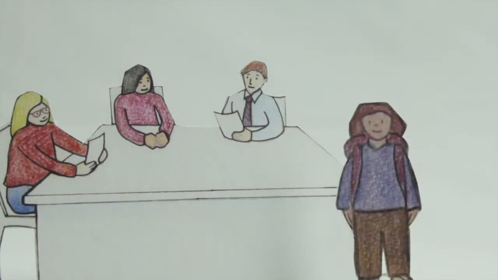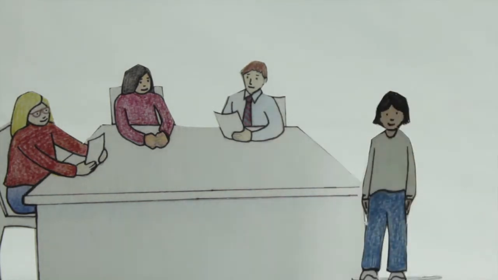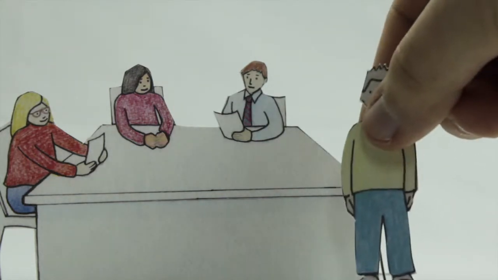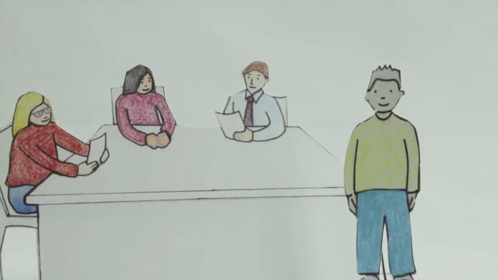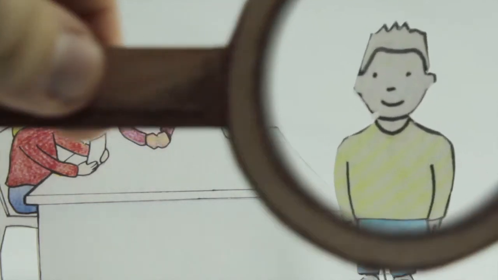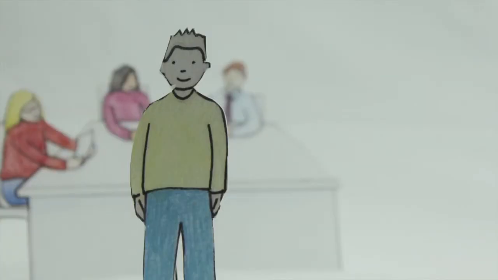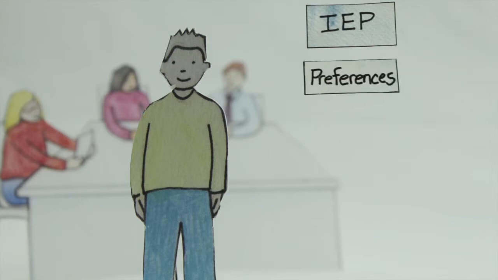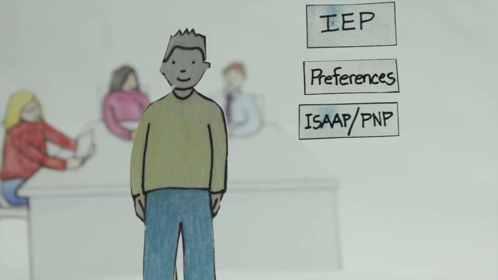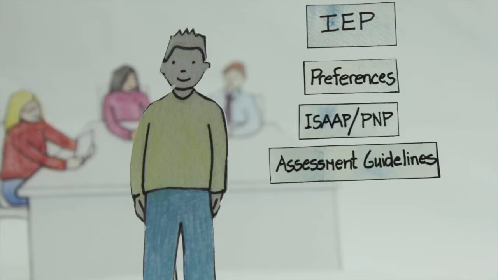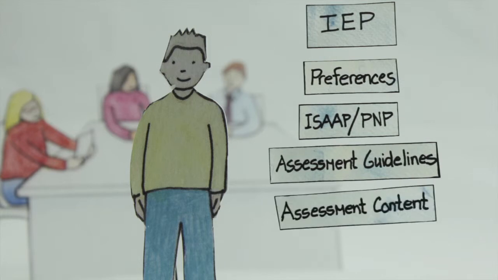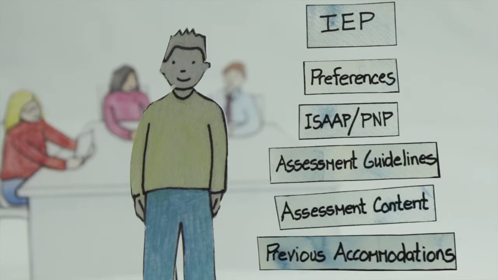One of the biggest challenges for educational leaders is ensuring that decisions are made for each student in a consistent way and with high fidelity. Accommodations are meant to be based upon evidence, not belief. To determine a student's accommodation needs, your team will need an understanding of each student's capabilities as documented in the IEP, student and parent accommodation preferences, ISAP and PNP guidelines, state assessment guidelines, assessment content and format, and all previous accommodations successfully used with the student.